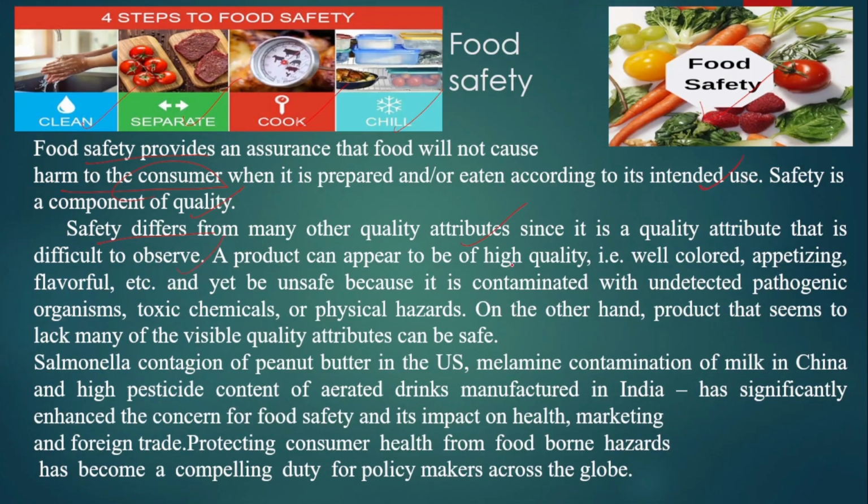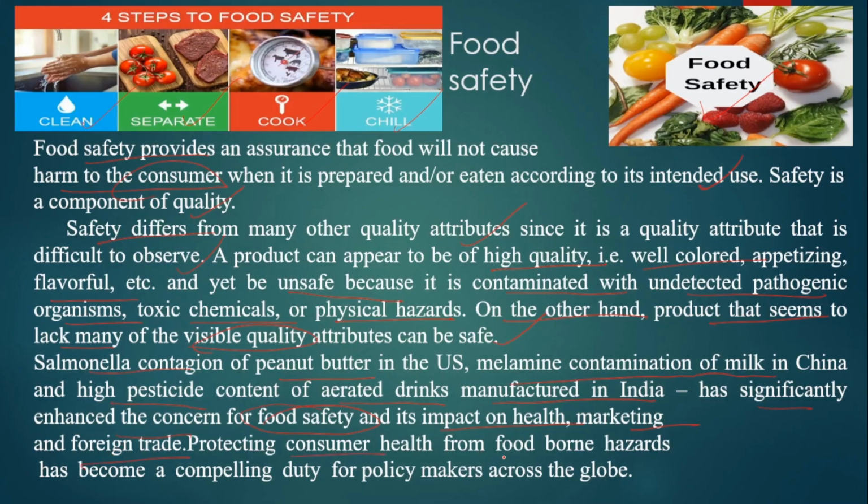A product can appear to be high quality, well colored, appetizing, flavorful, etc. and yet it is unsafe because it is contaminated with undetected pathogenic organisms, toxic chemicals or physical hazards. On the other hand, products that seem to lack many of the visible quality attributes can also be safe. Salmonella contamination of peanut butter in the US, melamine contamination of milk in China and high pesticide content of the aerated drinks manufactured in India have significantly enhanced the concern for food safety and its impact on health, marketing and foreign trade.